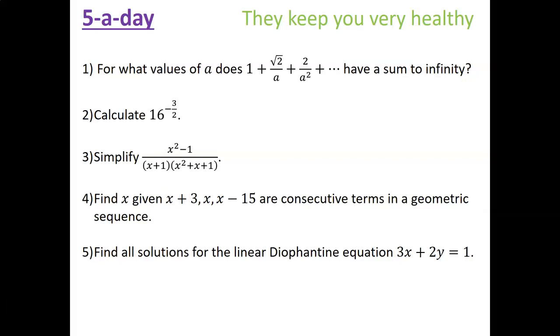Here is your 5 a day. And here are the answers.